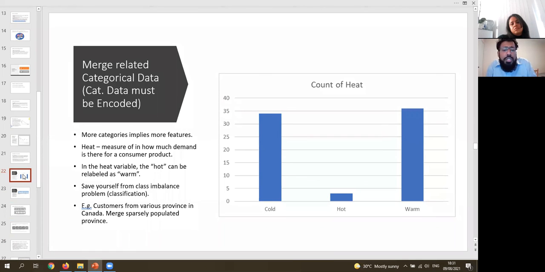Because if you just have cold, hot, and warm, eventually you have to turn this categorical data into some numerical values. So you have to give it 001, 010, and 100. This means when you have 3 different types of categories in that variable, you're creating 3 different features. Instead, if you merge one of the variables which does not have a high variance, then you are going to minimize your number of features.